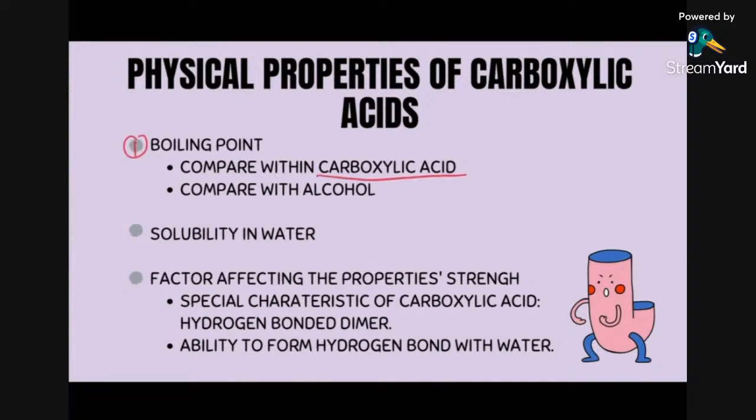So kita kena compare dengan functional group COOH juga. And the second one is compare with alcohol, which is OH. Second one is solubility in water. And the third one is factor that affecting the property strength is special characteristic of carboxylic acid, which is has hydrogen bonded dimer and ability to form hydrogen bond with water.